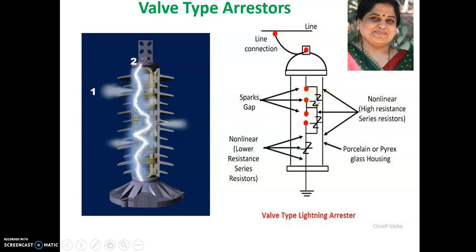Suppose this arrestor is connected for the protection of a transformer. One terminal of this lightning arrestor will be connected to the line terminal, where it is connected to the transformer, and the other terminal of this gap will be connected to the earth. During normal operating condition, the voltage across the gap will be the phase voltage, because one side is the line and the other is the ground. So the normal operating voltage may not cause the triggering, firing, ionization or breakdown of this gap. So nothing can happen.